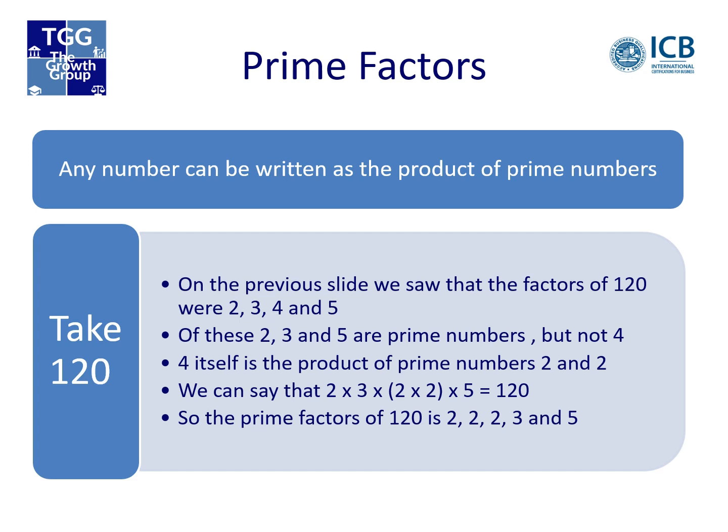Because 4 itself is the product of the prime numbers 2 times 2. So what we can say is that 2 times 3 multiplied now by 2 times 2, which is the same as 4, multiplied by 5 is 120. So the prime factors of 120 are 2, 2, 2, 3, and 5.